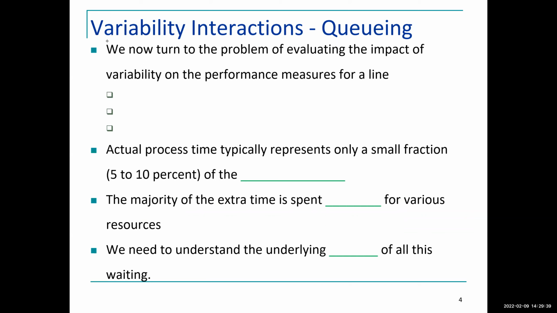So we now turn to the problem of evaluating the impact of variability on performance measures for a line. And as you're seeing, we're going to be focusing on the working process, the cycle time, and the throughput. The actual process time typically represents only a small fraction, 5 to 10%, of the total cycle time.